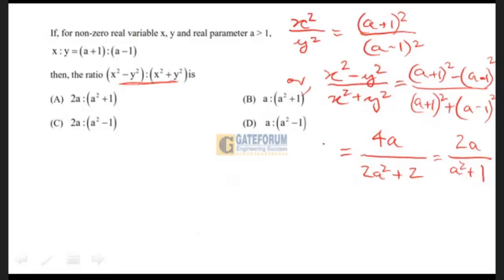So, the options are like this. So, yes, this is the answer. See, 2a is to a square plus 1. So, the ratio is equal to 2a is to a square plus 1. This is the one that is the correct answer.